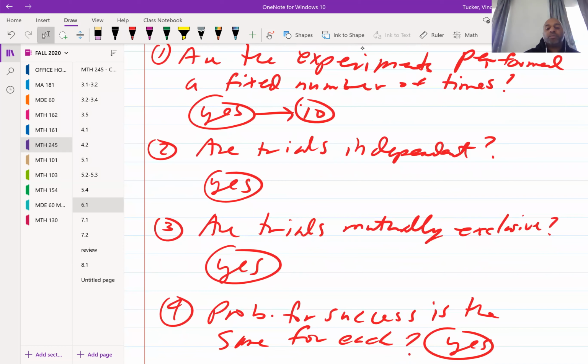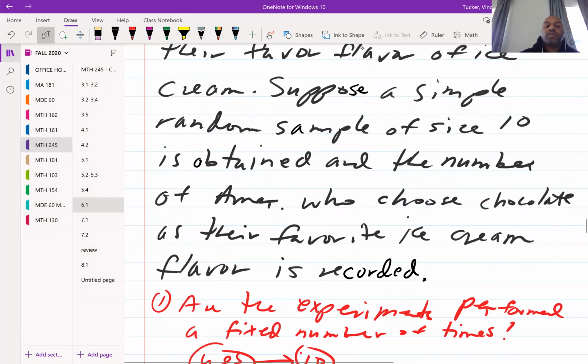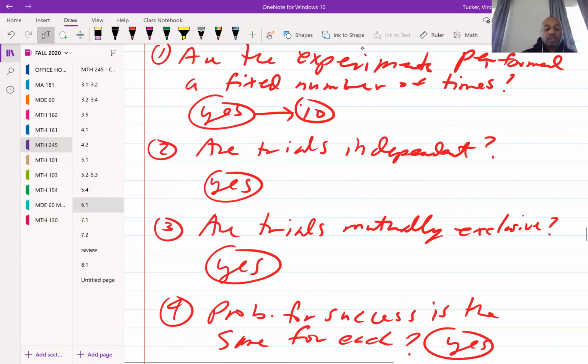And the probability of success is the same for each. Remember, the poll said that 28%, I believe it was 28%. Yep, 28% normally chooses chocolate.